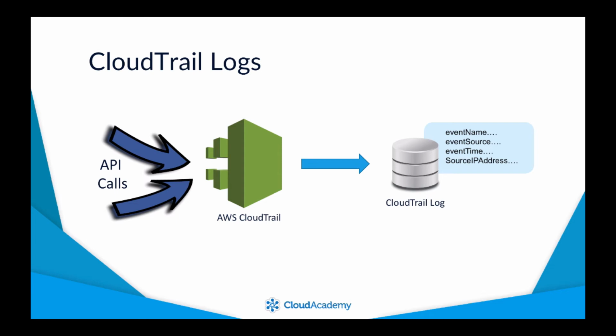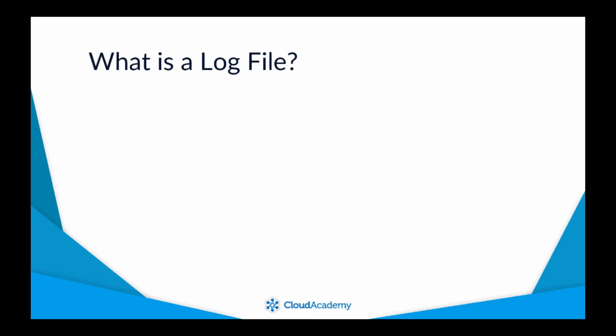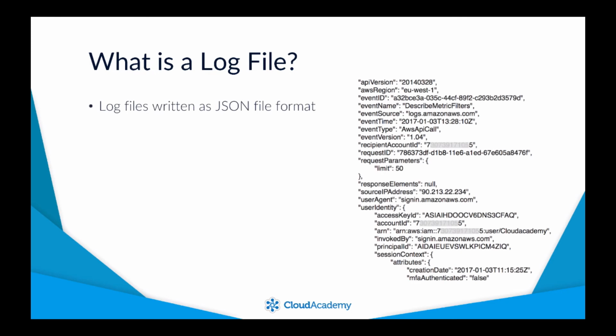So what is a log file and what does it look like? Log files are written in JSON, JavaScript Object Notation format, much like access policies within IAM and S3. This is a small section of a log file. Every time an API is captured as per the corresponding trail it's associated with, an event is written to the log. Remember, a new event is written for each API call.